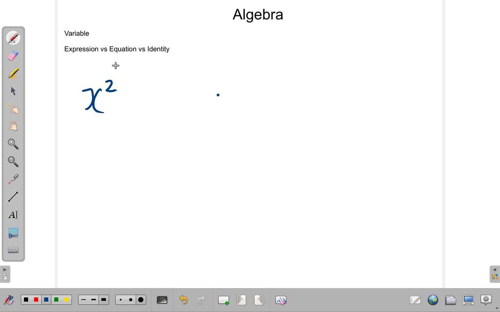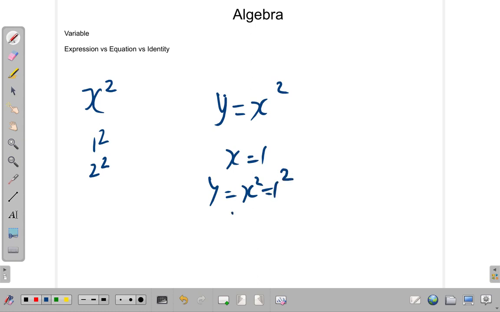Here you can represent a number such as whenever x is 1, you say 1 squared. Whenever x is 2, you say 2 squared, and so on. For example, in the formula y is equal to x squared, when x is equal to 1, then y is equal to x squared, which is 1 squared. When x is equal to 2, then y is 2 squared, which is 4, and so on and so forth.